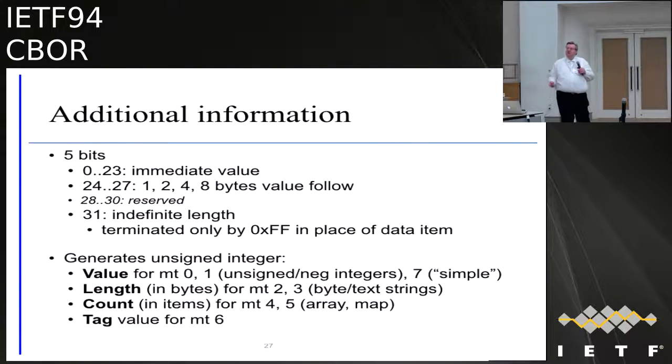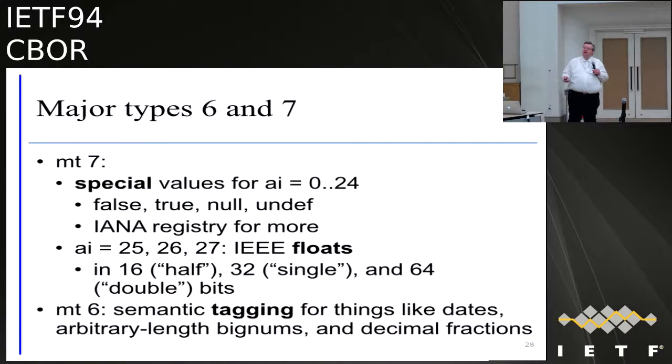So the major type 7 is doing these false, true, null, undef values. And we have an IANA registry if we ever need more of them. So far, we haven't. And if we are using the values for 2 bytes, 4 bytes, or 8 bytes, actually the value in there is a half, a single, or a double floating point. And finally, tags. That's an interesting idea.